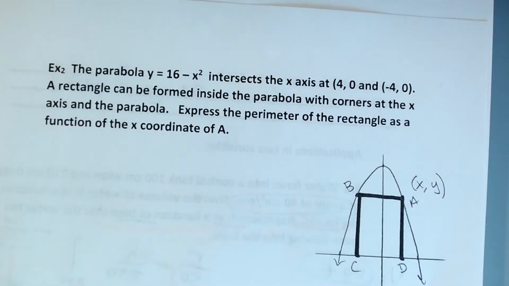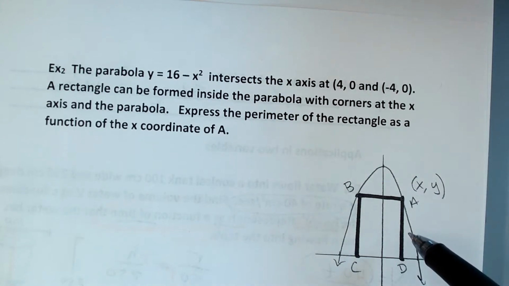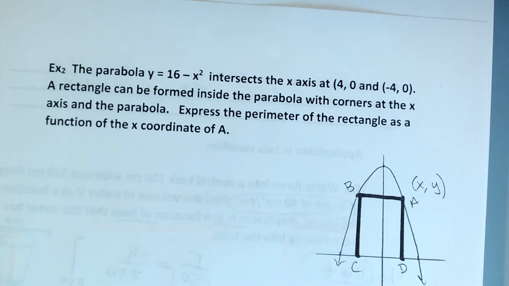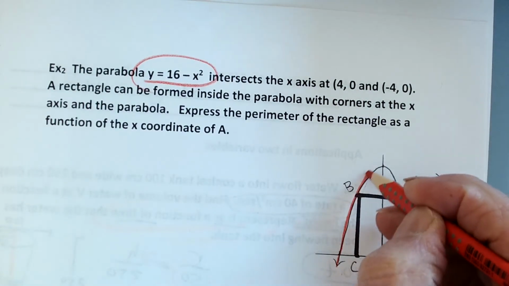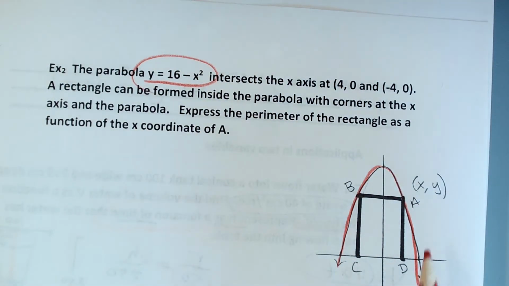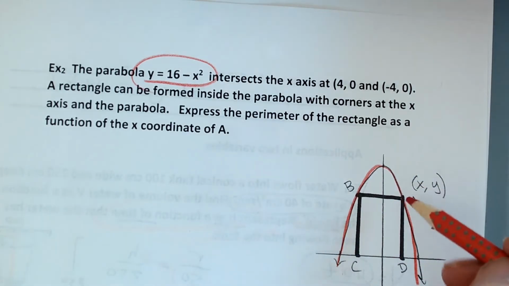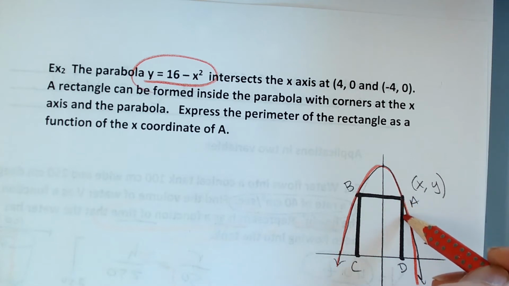Example 2. So we've got a parabola. Here's my parabola. And with this parabola, you can do this on computers. It's kind of fun, right? You can actually take this point and move this point. As you move this point, the rectangle changes, doesn't it?